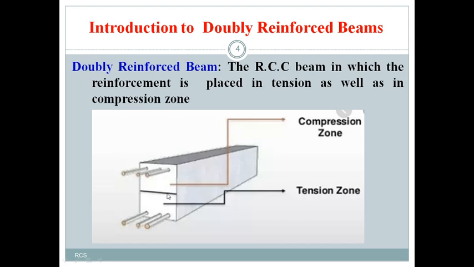This neutral axis will divide the whole section of the beam into two zones. Suppose it is a simply supported beam, the zone above the neutral axis is called the compression zone, and the zone below the neutral axis is called the tension zone. In this type of beam, we are providing reinforcement in the compression zone and in the tension zone. That means we are placing reinforcement in tension as well as compression. That's why this beam is called a doubly reinforced beam.